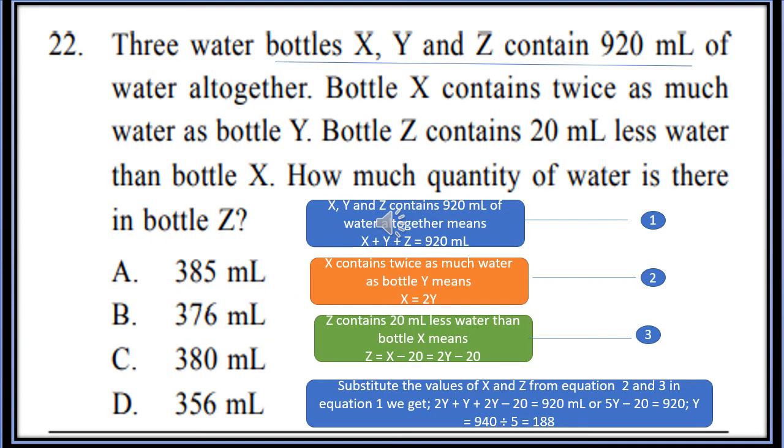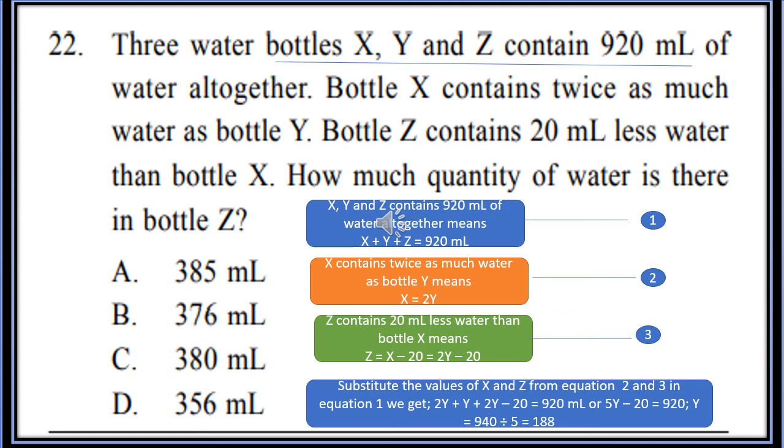Question 22. Three water bottles X, Y and Z contain 920 ml of water altogether. Bottle X contains twice as much water as bottle Y. Bottle Z contains 20 milliliters less water than bottle X. How much quantity of water is there in bottle Z?